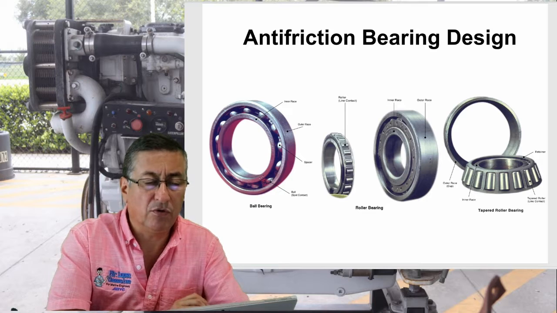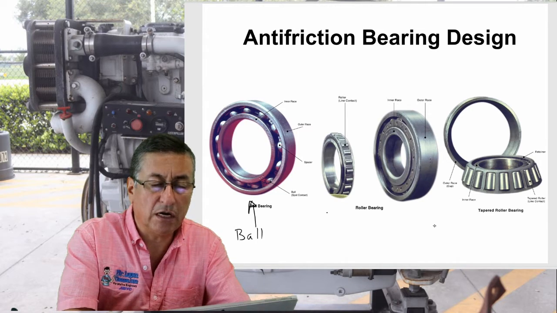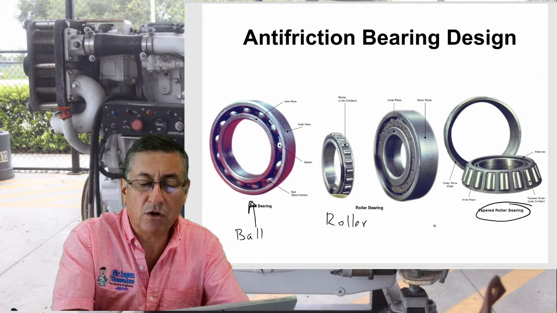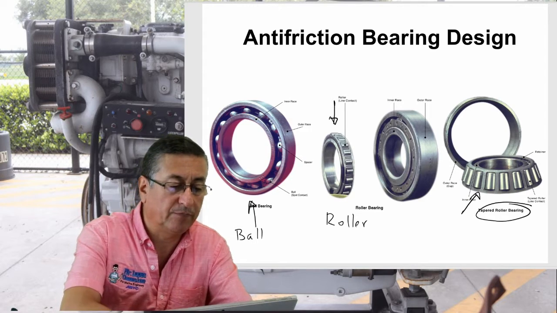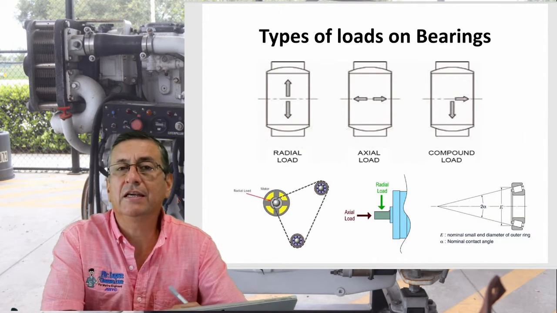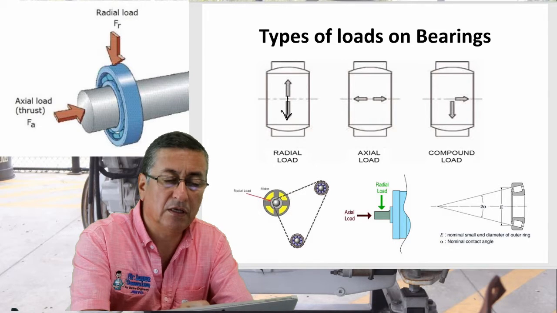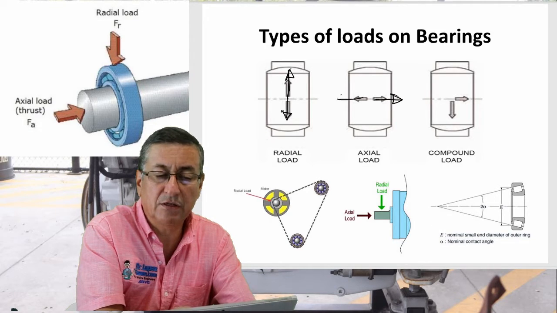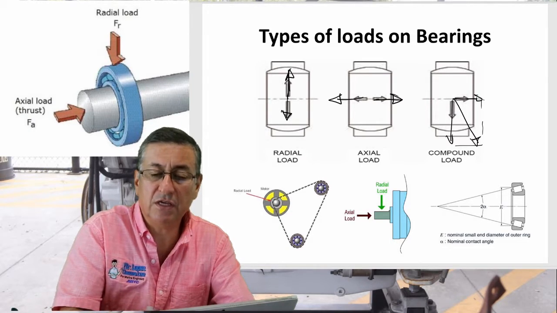Okay, the other types of bearings are ball bearings, and those are roller bearings, and those are tapered roller bearings. And right now I am going to explain the difference between this type of bearings and this type of bearings. Alright, the bearings are classified in three types according to the load. Radial load, if the load is in this direction. Axial load, if the load applied is in this direction. Or a compound load, if the load is a combination of this and this, if the load is in both directions.